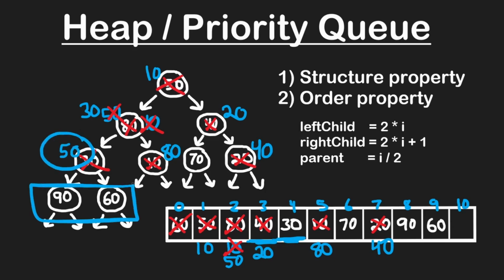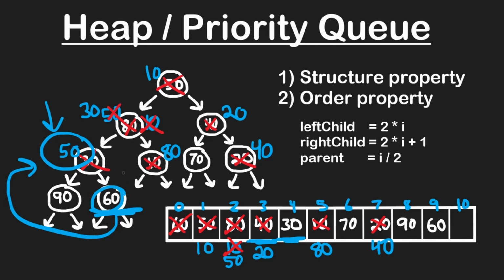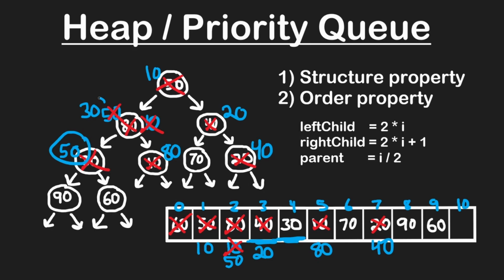We have two children still. Let's compare the two children. This one is smaller. Now let's compare that smaller child with 50. Is 50 bigger than 60? Nope. So 50 can stay exactly where it is. We found the correct spot to put the 50. So now at this point, this is what our heap would look like.